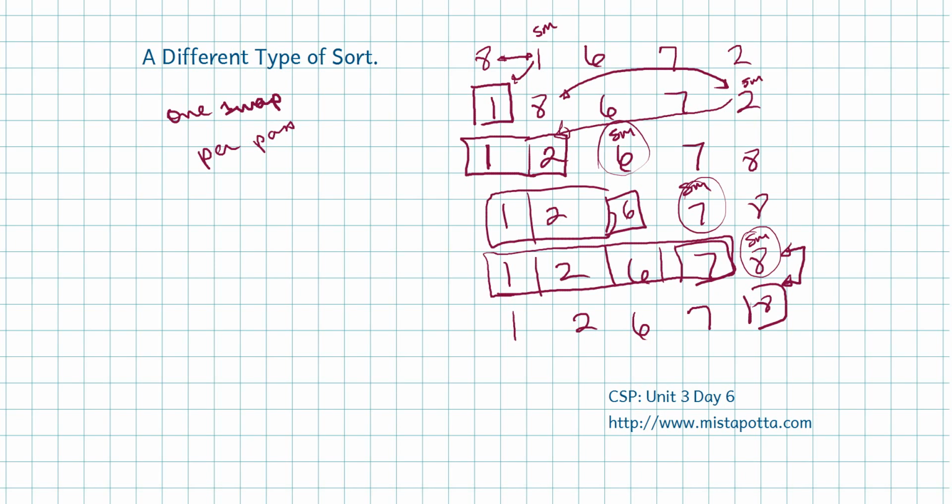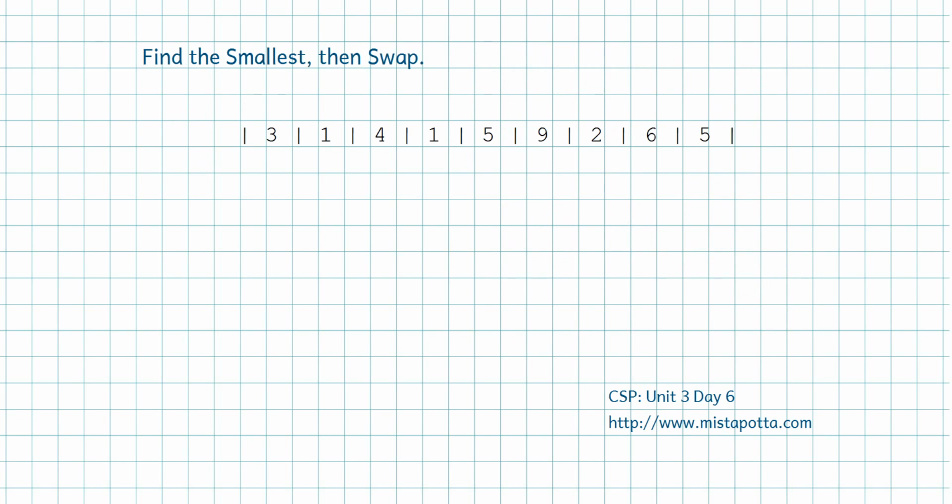So let's try this with a little bit larger set. So I've got pi here. And the first thing I want to do is find the smallest number. So I'm looking at 3. I think 3 might be the smallest number. No, 1 is smaller than that. I think this is the smallest number. Is 4 smaller? No. Is 1 smaller than 1? Well, no, 1 is not smaller than 1. This is still my smallest number. 5 doesn't work, 9 doesn't work, 2 doesn't work, 6 doesn't work, 5 doesn't work. This is my smallest number. This has to go into the first spot, and so I'm going to swap the 3 and the 1. So I have 1, 3, 4, 1, 5, 9, 2, 6, and 5.